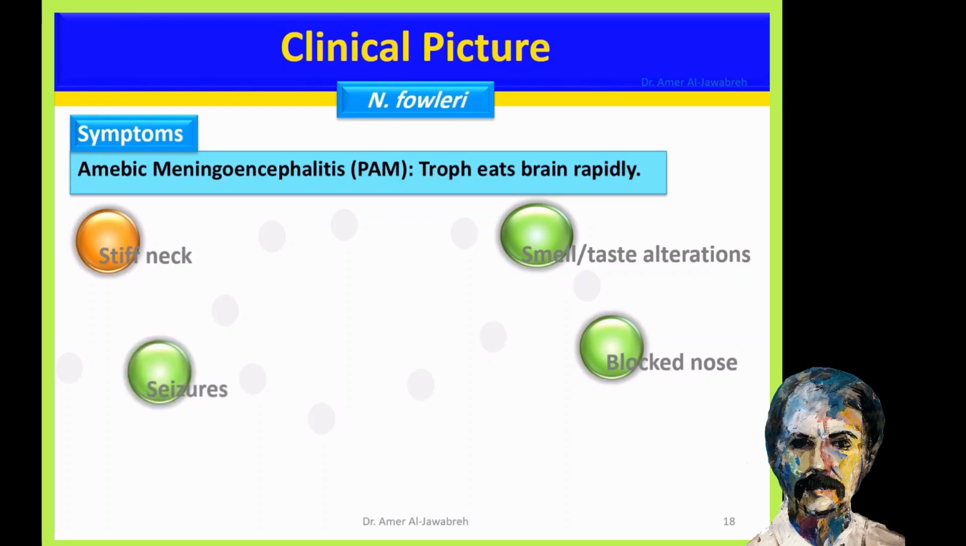Then blocked nose. Your nose is all the time blocked with mucus, lots of mucus. We call it stuffed nose or blocked nose. Seizures. Koenig's sign. What is Koenig's sign? Let me show you Koenig's sign.